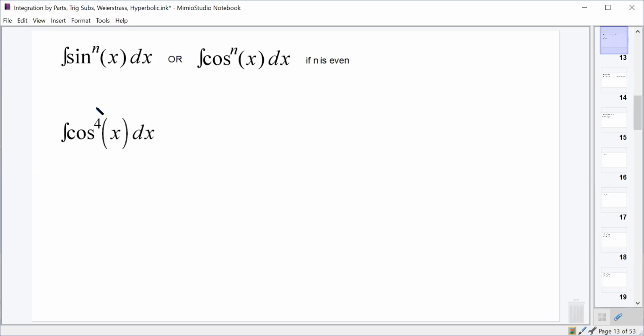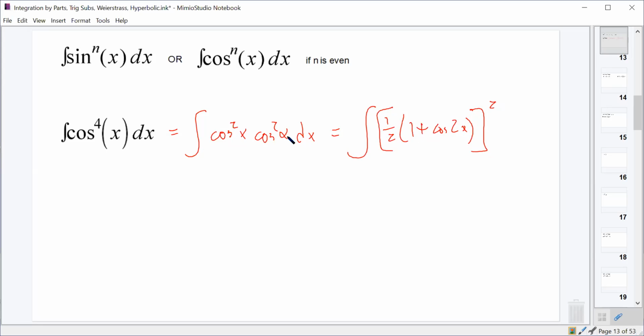So in order to power reduce this, we kind of got two options. One, we could just power reduce it from cosine to the fourth down, but I think I'd rather first write it as just cosine squared x times cosine squared x dx, and then power reduce both of those. So what's the power reducing formula for cosine squared? You should know it, but it should be 1/2 of 1 plus cosine 2x, and we're going to square all of that because we have two cosine squareds. Good or no?